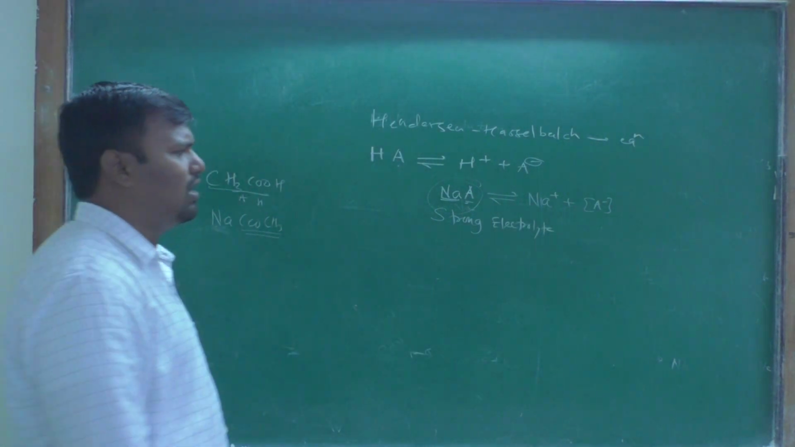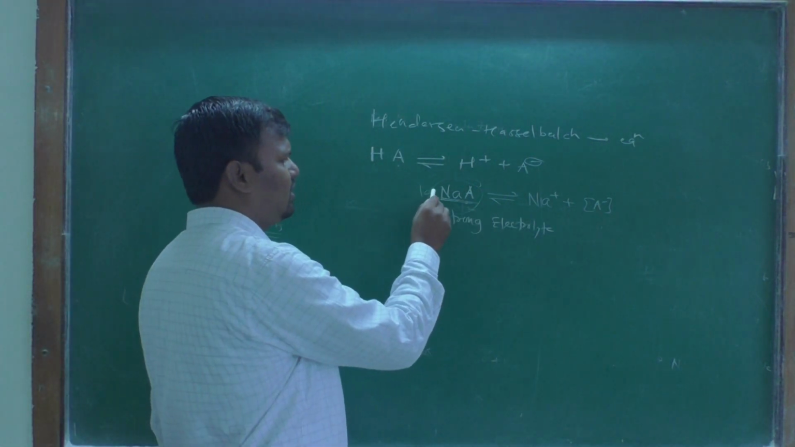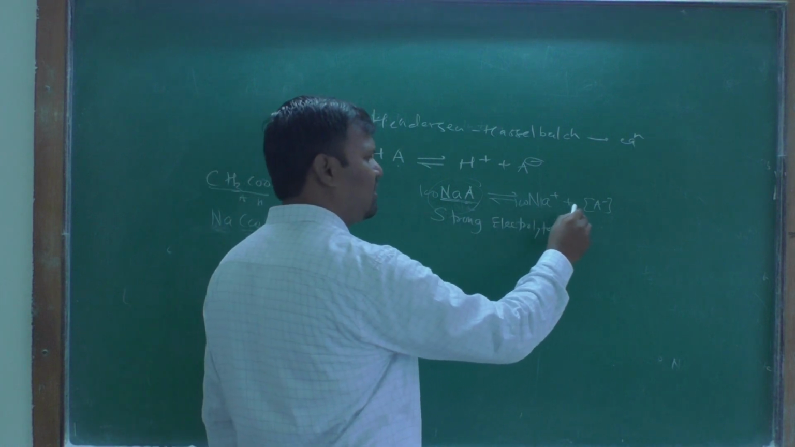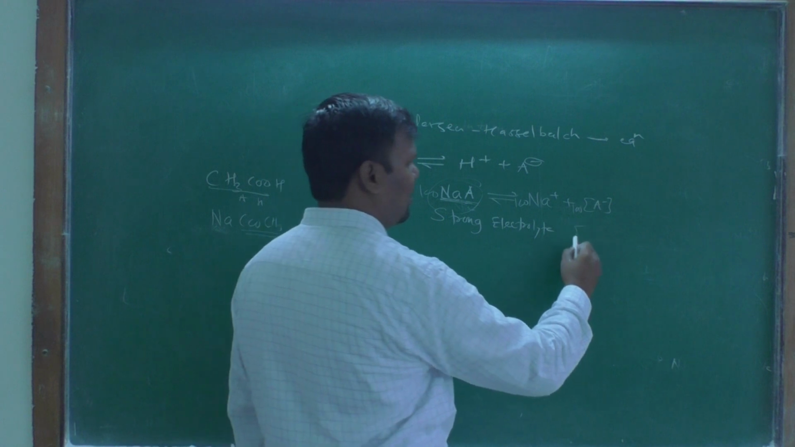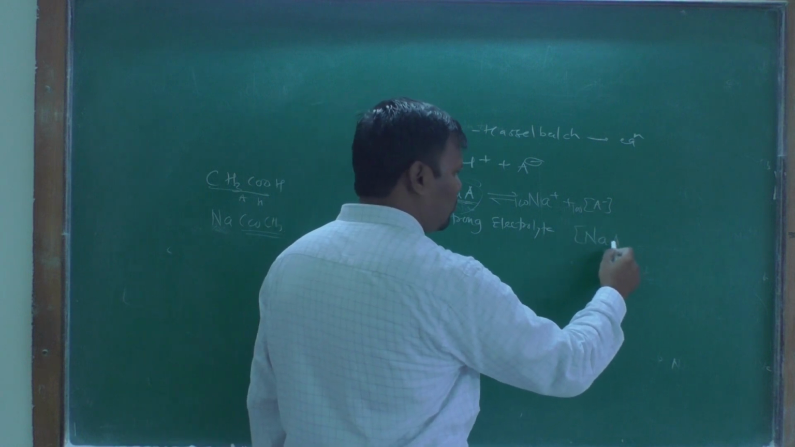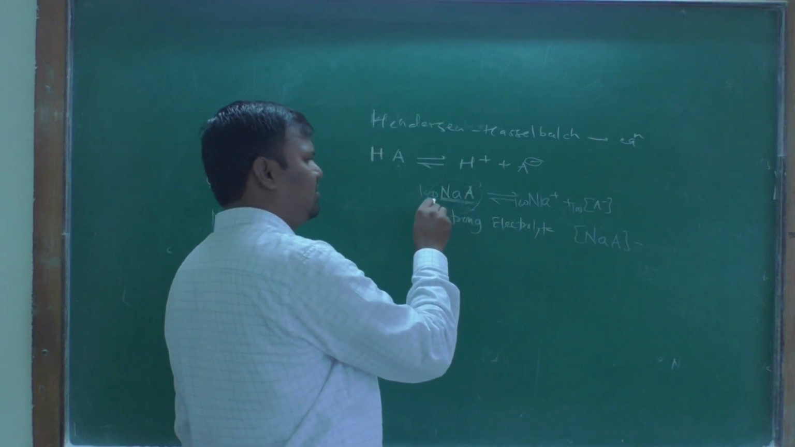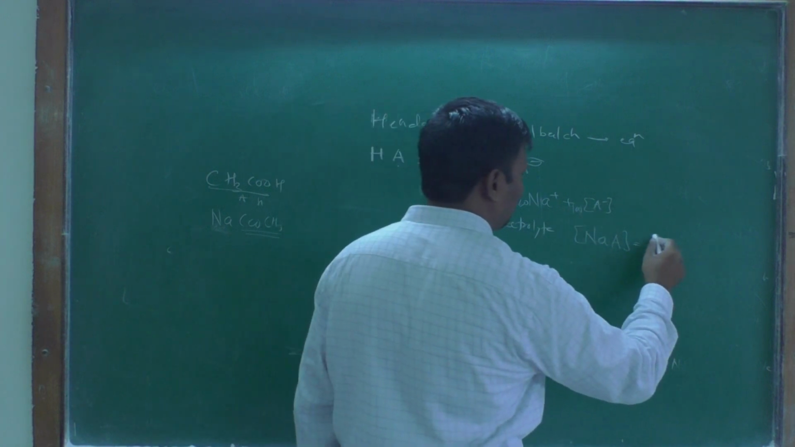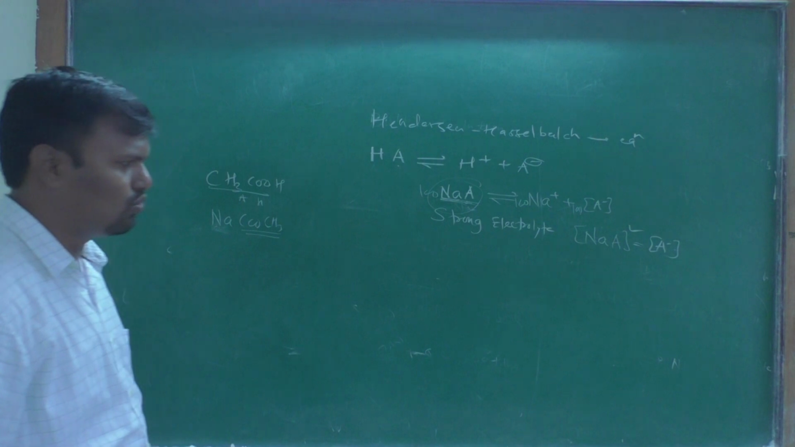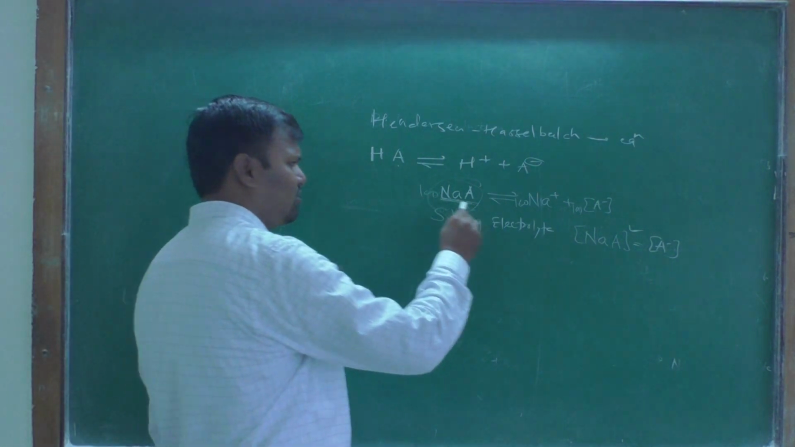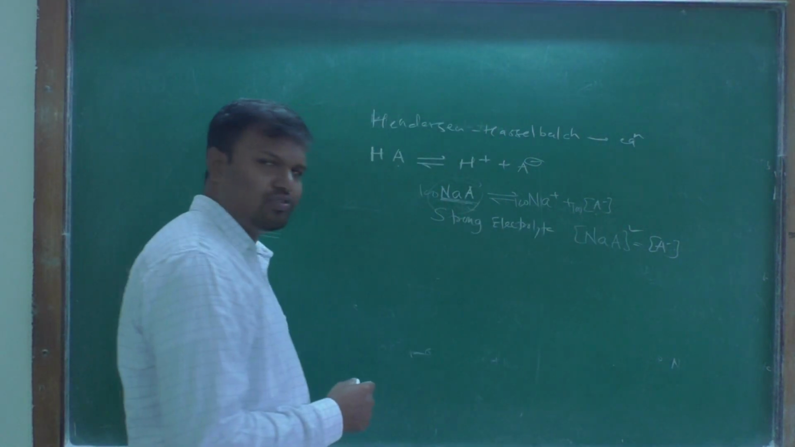A strong electrolyte means it dissociates totally. If 100 molecules of the salt dissociate, they give 100 Na+ and 100 A-. Therefore, the concentration of the salt is equal to the concentration of A-. Remember that relation: the salt is totally dissociated, therefore the salt concentration equals the A- concentration.